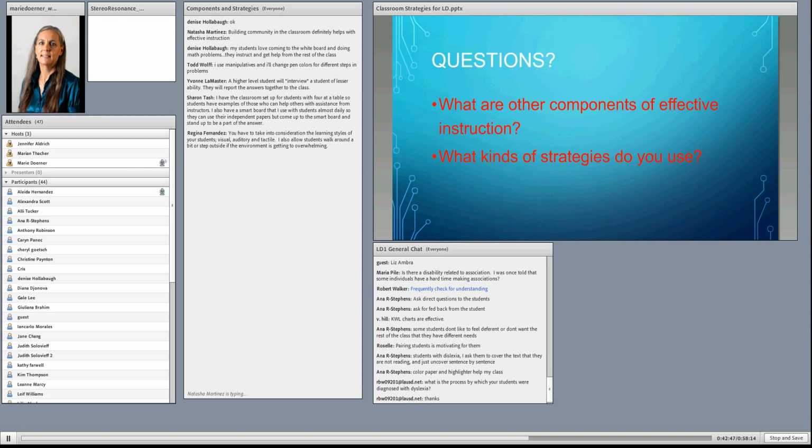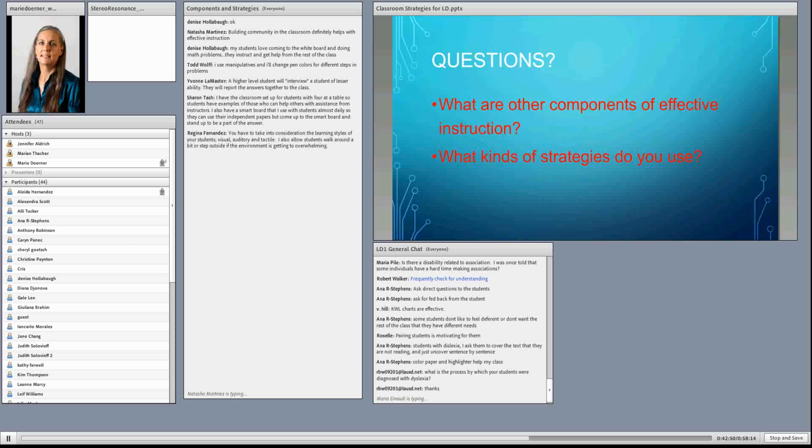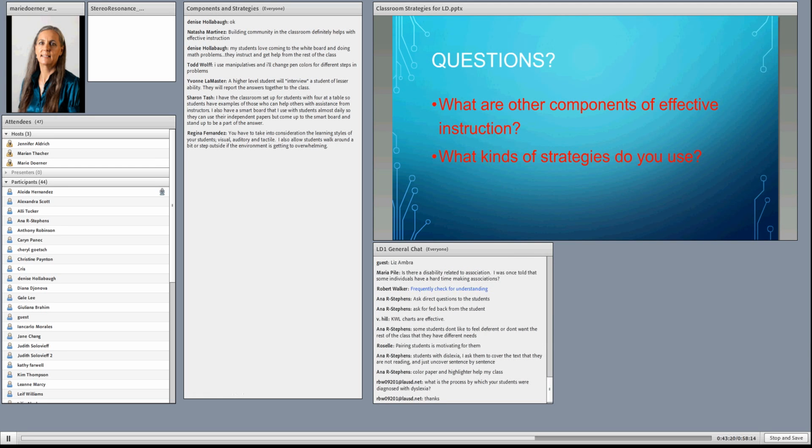A higher level student will interview a student of lesser ability. They'll report the answers together to the class. I have a classroom set up for students with 4 at a table, so students have examples of who can help with others and get assistance from instructors. I have a smart board that I use with students most daily so they can use their independent papers, but come up to the smart board and stand up to be part of the answer. You have to take into consideration learning styles of your students, make sure you're really multisensory: visual, auditory, tactile.